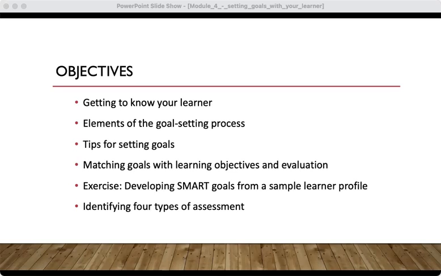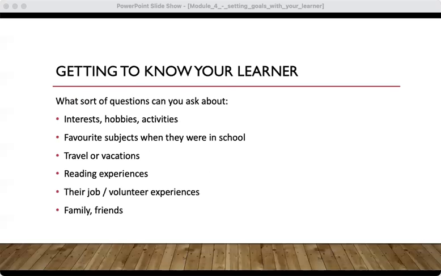So the objectives of this module are getting to know your learner, the elements of the goal setting process and tips for setting those goals, matching goals with the learning objectives and the evaluation, how to develop SMART goals using a sample from a learner profile, and then also identifying the 4 types of assessment. Let's start with getting to know your learner.